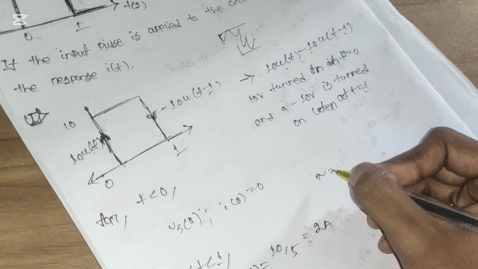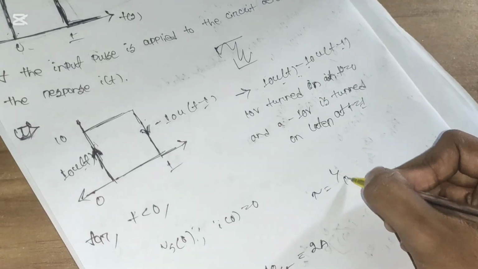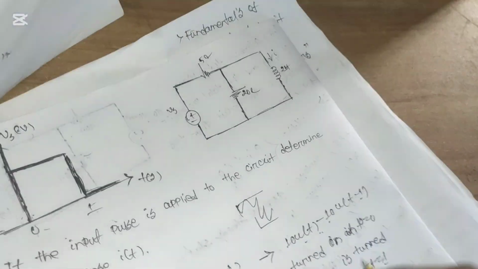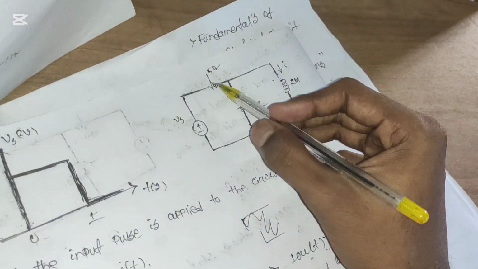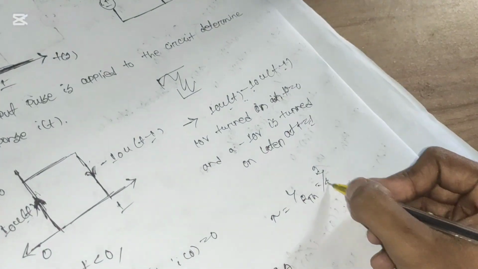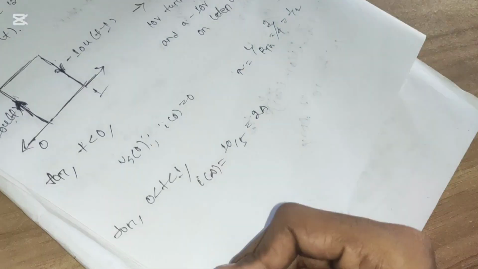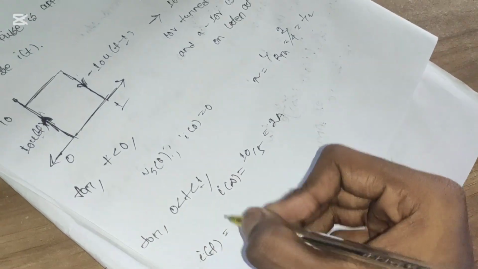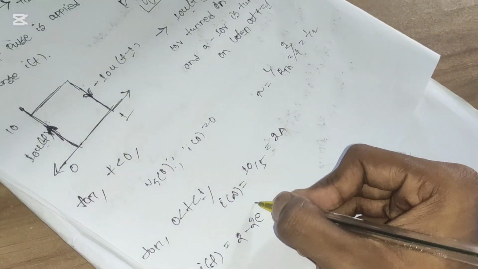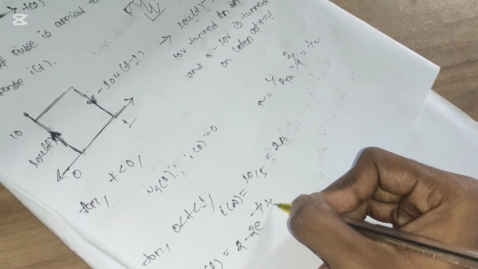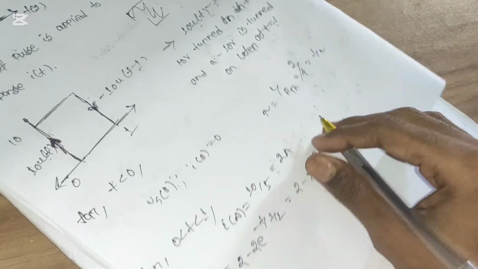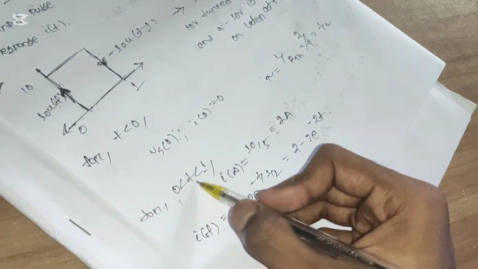Now let's calculate tau. What is the value of tau? Tau equals L by RTH. L equals 2. What is the value of RTH? For these two terminals, 5 and 20 are in parallel, so their equivalent will be 4. So tau will be half. Now what will be i(t)? Because I0 equals 0, it will be 2 minus 2 e to the power minus t by tau, so it will be 2 minus 2 e to the power minus 2t. This is the value of i(t) for the range 0 to t to 1.